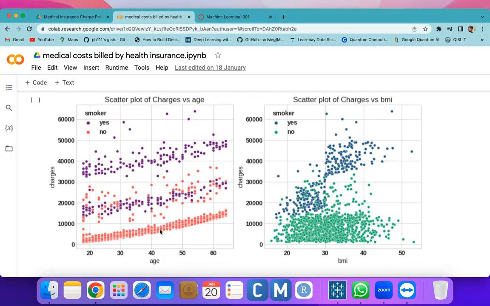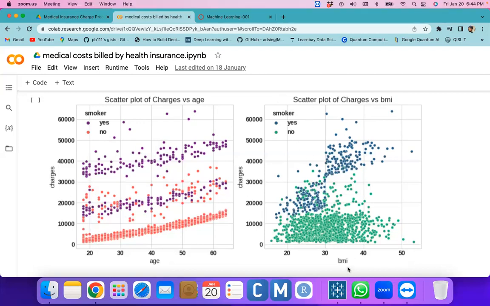For the age of non-smokers, the charges could be linear. If the smoking is no, the charges could be low, but somewhat of a linearity could be there. And age-wise, if the people have the smoking habit, then the charges could be high and it could be linear as well. Okay, you can see.